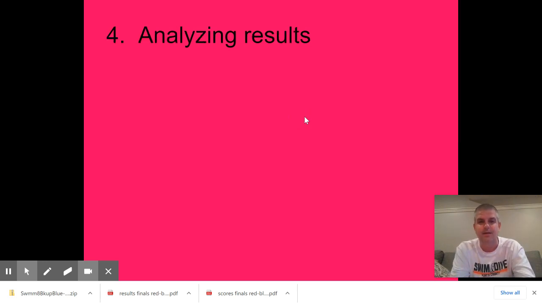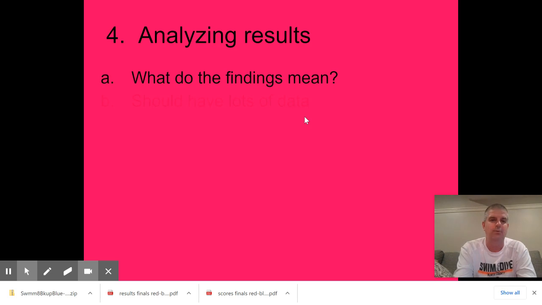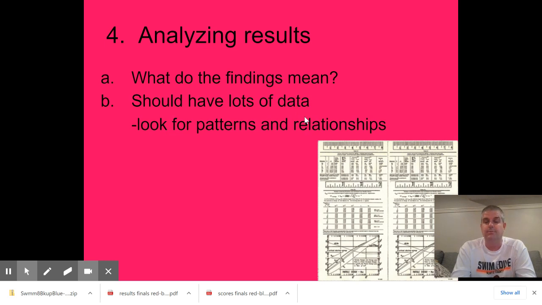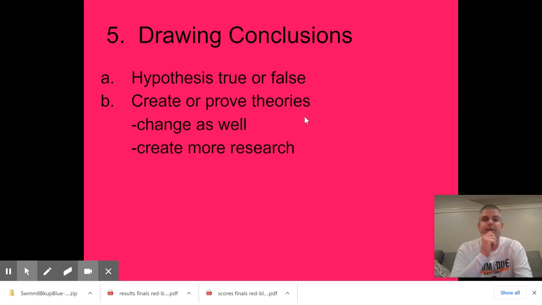So after you conduct your experiment, you're going to analyze your results. You're going to get a ton of data. What does all this data mean? You're going to look at the data and make decisions of what the data means, and you're going to compare it to other things. You're going to look for patterns and relationships, things like that. And then after you look at all the data, you're going to draw a conclusion. Was your hypothesis true? If so, hey, that's awesome, and you have evidence to prove it true. Oh no, the evidence says that I was wrong. That's awesome, because guess what? That makes you go back and do more research.